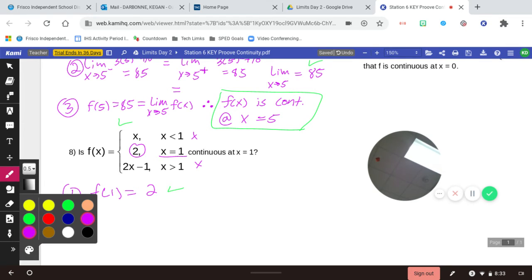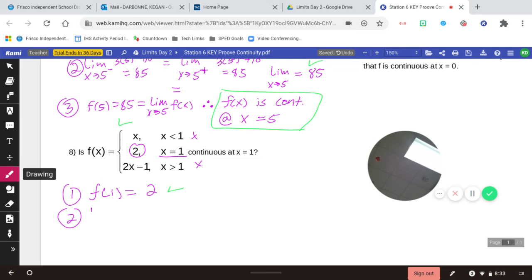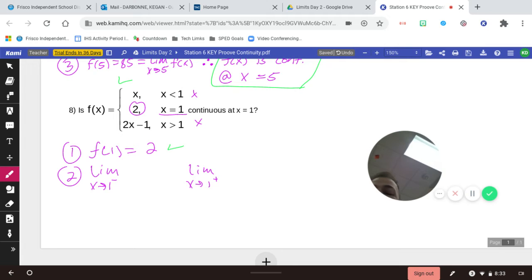Let's continue on. So second step, I want to show that the limit as x approaches 1 from the left, and that the limit as x approaches 1 from the right are equal to each other. So as x approaches 1 from the left, those are going to be values less than 1. So which one is that? That's this function here. So that's going to be equal to 1. Notice I'm still plugging that x value in, because I can plug a number into this function, but I'm using the function that represents the values as x approaches from the left. Okay, so that would just be equal to 1.